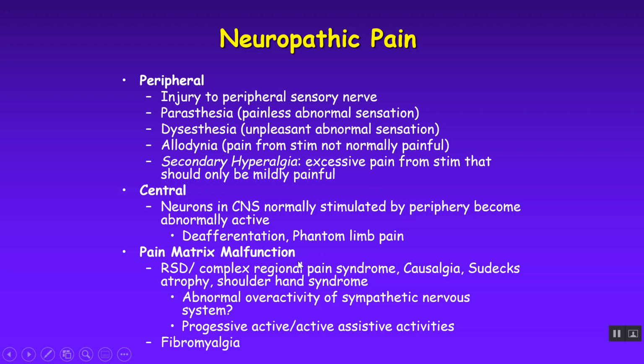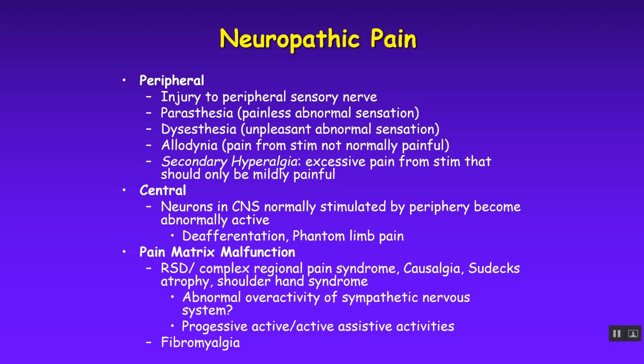Pain matrix malfunction. So pain matrix malfunction is anywhere along the pain pathway: periphery, spinal cord, brainstem, cerebrum. And there's certain types of disorders that can involve all of that, and they're very complex. And actually one of the names is called complex regional pain syndrome.